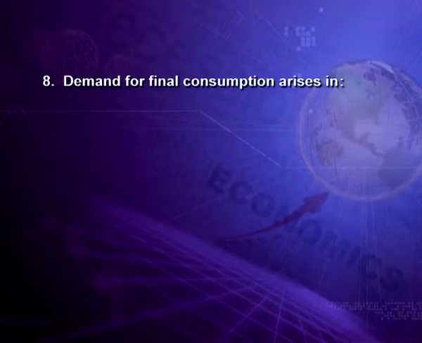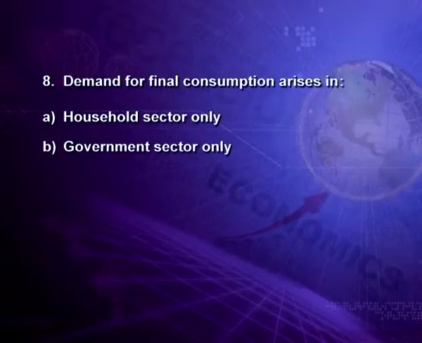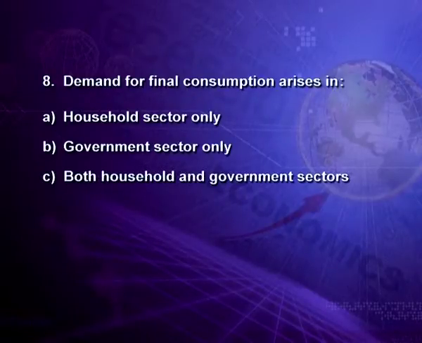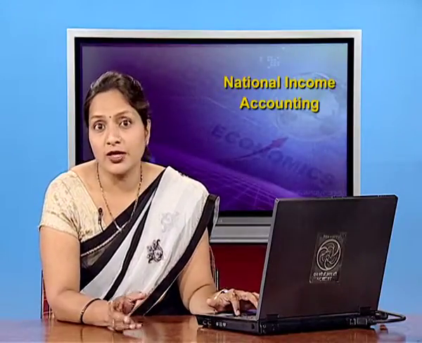Our next question is, demand for final consumption arises in first option, household sector only. Second option, government sector only. Third option, both household and government sectors. Fourth option, neither of the above sectors. Yes, it is both sectors. See, demand for final consumption arises in both sectors. We also demand final goods as we are household, and government sector also demands final goods.